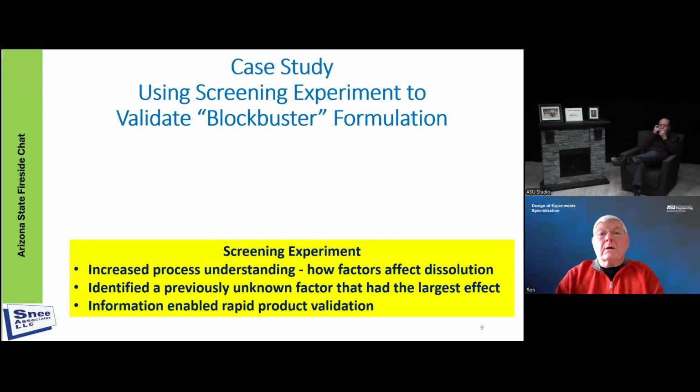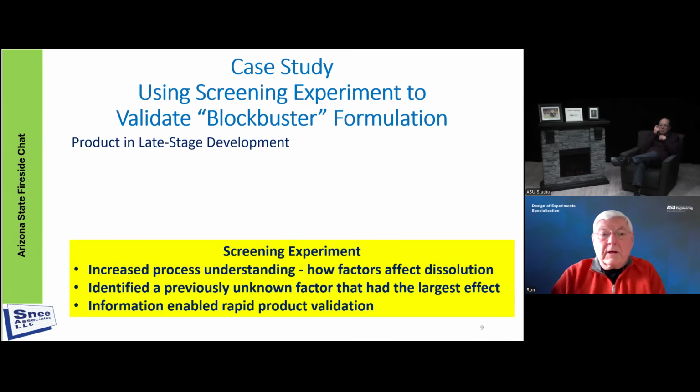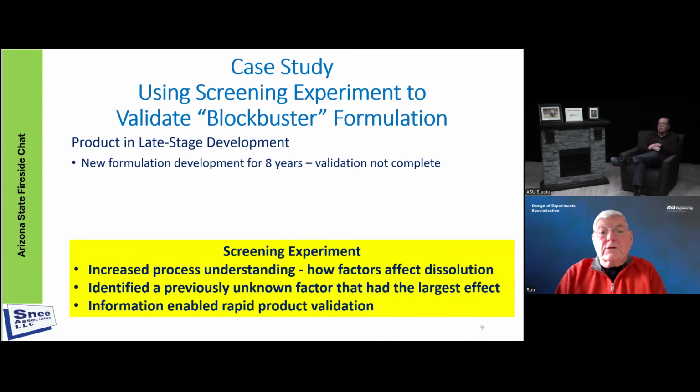Let's talk about an example here. Start off with one. This comes out of my experience working with pharmaceutical companies. This company was working with a blockbuster drug, and the product was in late development. As a matter of fact, it had been in late development for eight years, and they couldn't get the validation completed.